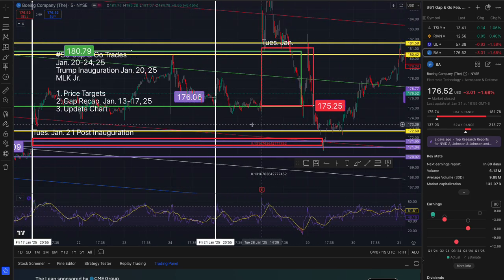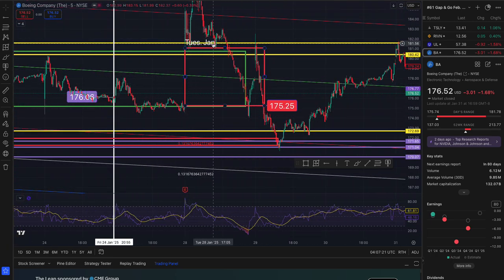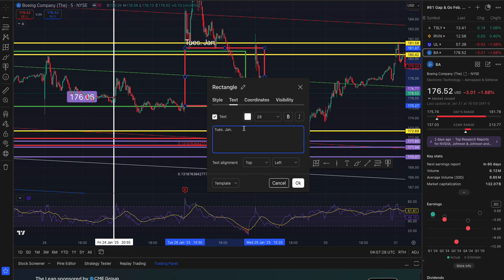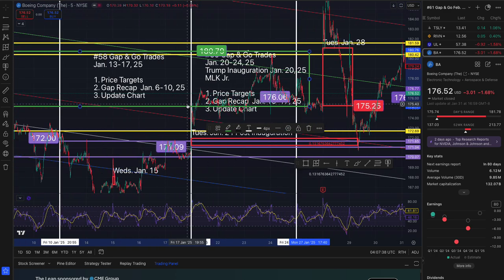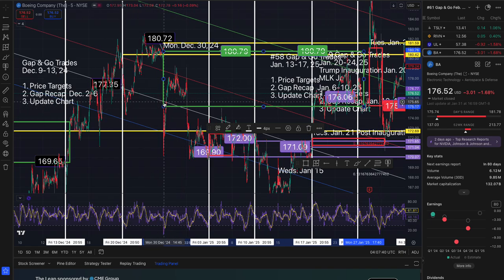So what happened here? We had a gap open on Tuesday. Oops, I forgot to mark that. Tuesday, January 28th. Go in and clean that up. So what happened on this one? Oh, this one, that's even way back. Okay, let's clean up this one first.